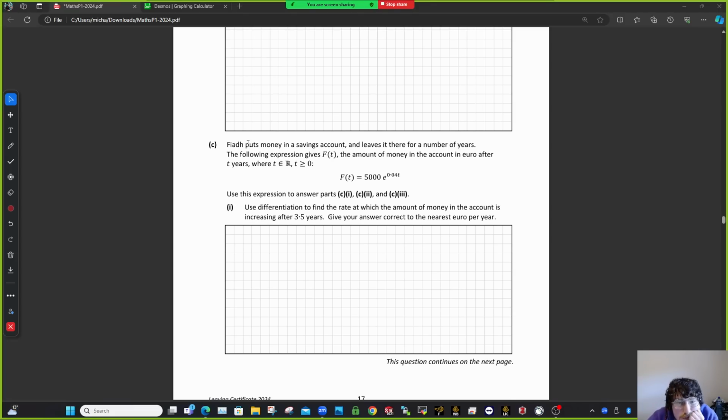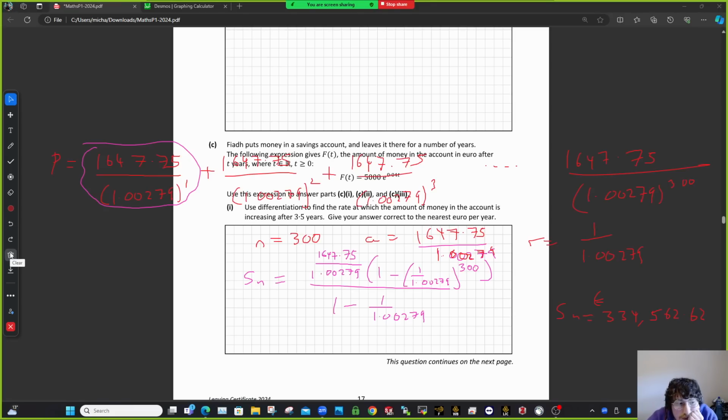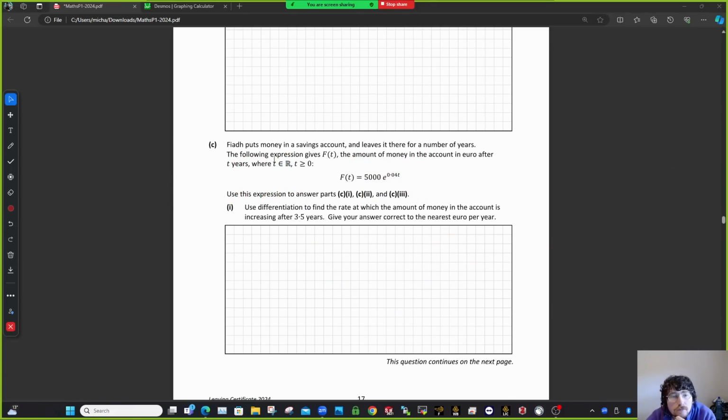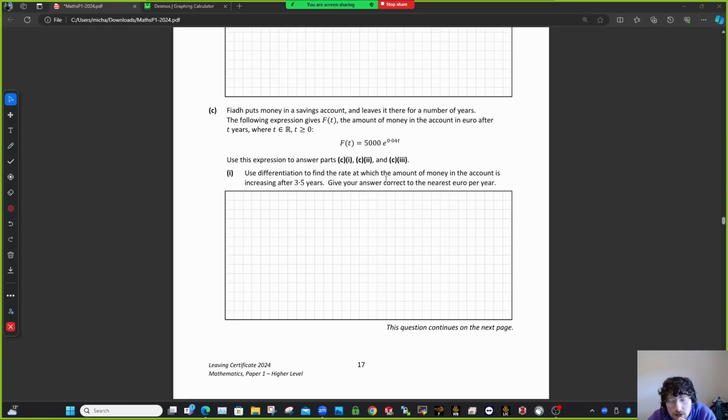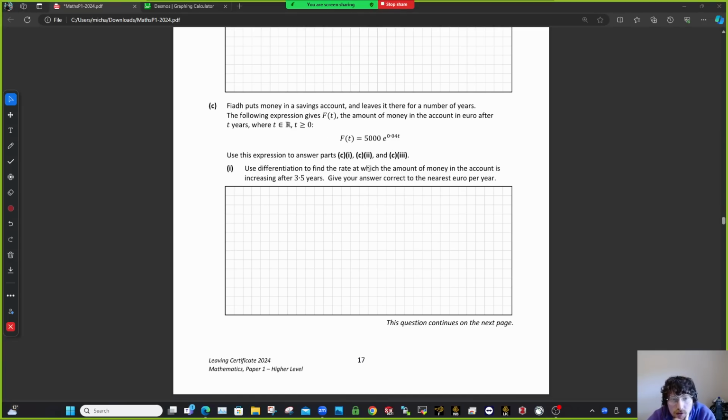Right, via puts that's fine. That's fine, yeah. So someone puts money in a savings account for a number of years, so it's kind of a function here. Use differentiation to find the rate of change of the money after 3.5 years. So you just need to know to take a derivative of this.